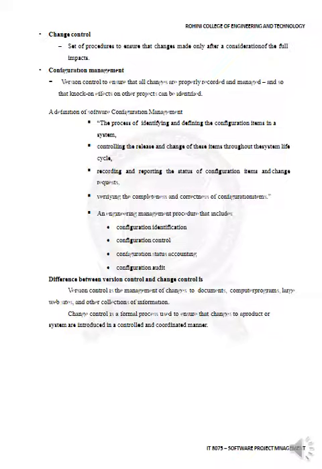So change control is a set of procedures that ensure changes are made only after consideration of the full impact. Configuration management is version control to ensure that all changes are properly recorded and managed. Software configuration management is the process of identifying and defining the configuration items in the system, controlling the change of these items throughout the life cycle, and verifying the completeness and correctness of the configuration items. It is an engineering management procedure that includes configuration identification, configuration control, configuration status accounting, and configuration audit.